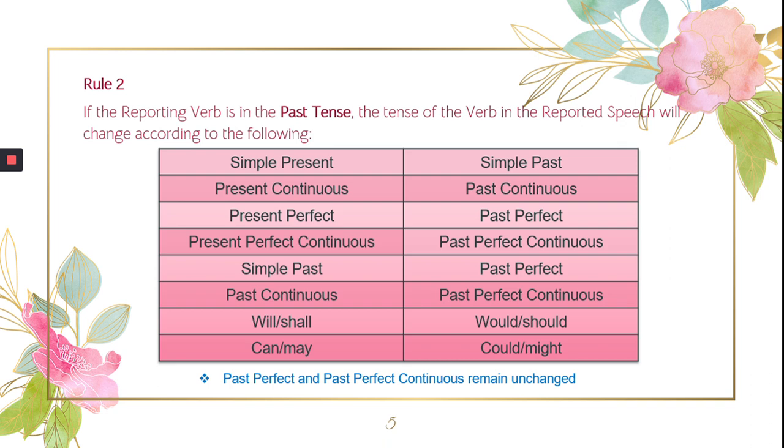Simple past becomes past perfect. Past continuous becomes past perfect continuous tense. Will becomes would and shall becomes should. Can becomes could and may becomes might. Please note that past perfect and past perfect continuous tense remain unchanged.